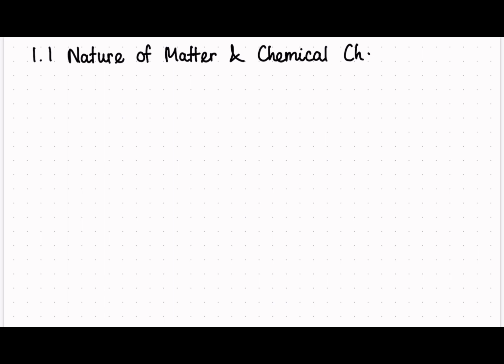This is Flyman Education, and today we're explaining the first subtopic in topic 1, stoichiometry of IB chemistry. So the first subtopic in this chapter is nature of matter and chemical changes. The first subsection is phase change and state of matter.